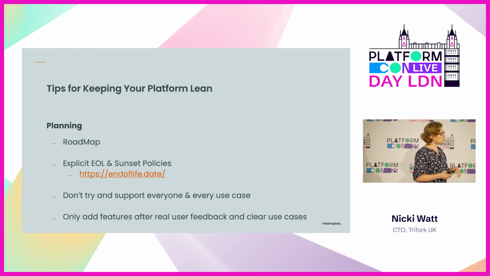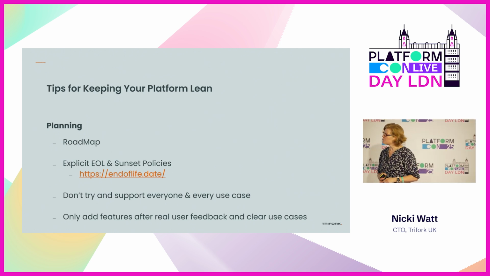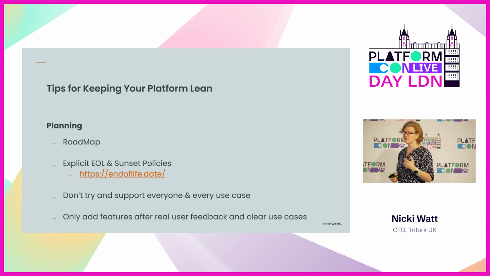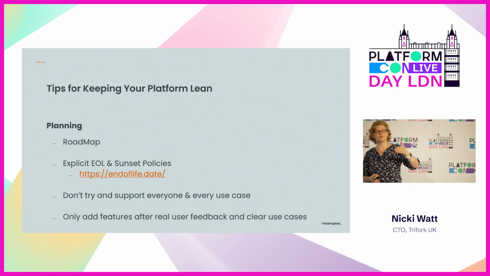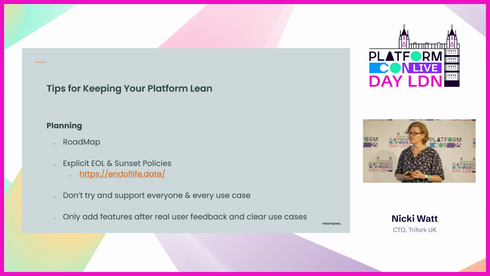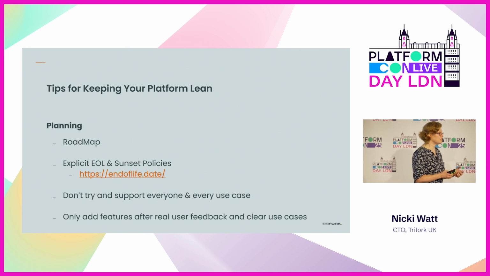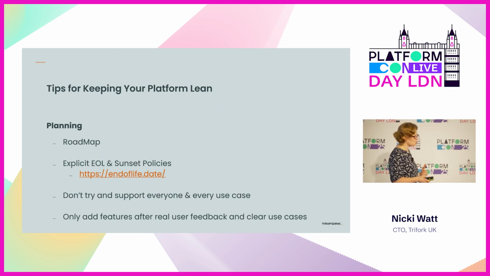Then, as I said before, planning is really, really important. Make sure you have a clear roadmap. This is to define not only what services and features are coming up, but also what areas you are going to deprecate. So as I said, it's really important to have end-of-life policies and sunsetting policies. You don't, for example, need to support all the versions of Kubernetes. Maybe you just want to support the last two.